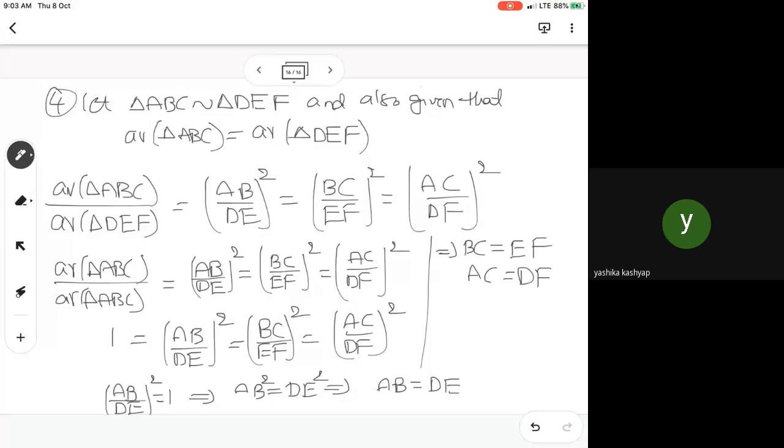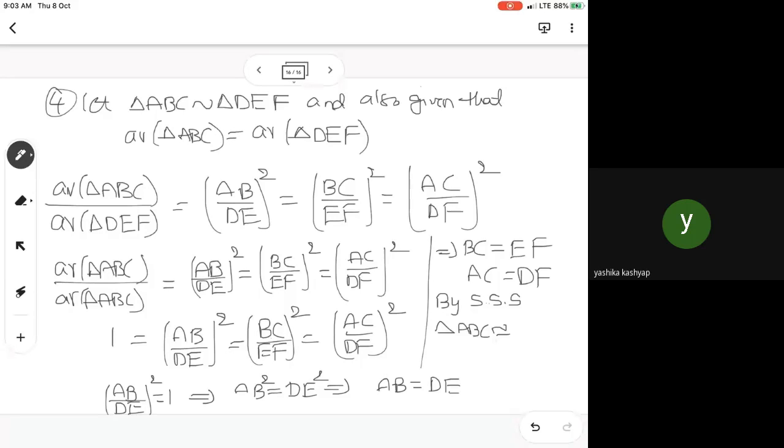So therefore, since the corresponding sides are equal, by the SSS criteria you can say that triangle ABC is congruent to triangle DEF.